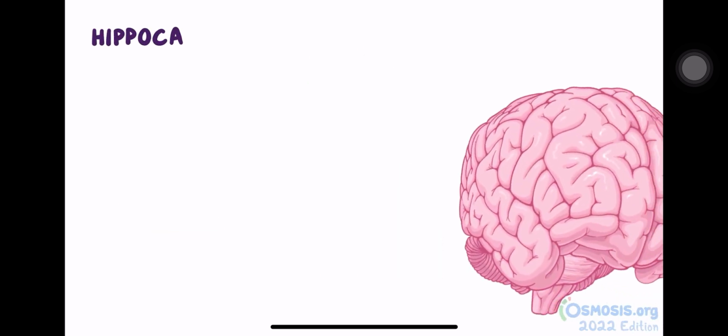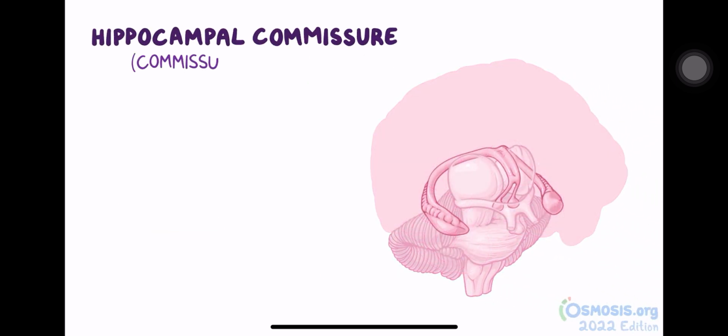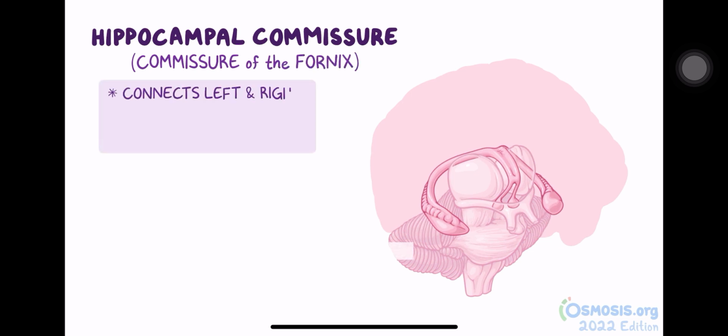Lastly, there is the hippocampal commissure, also known as the commissure of the fornix, which connects the left and right hippocampi located in the medial temporal lobes.